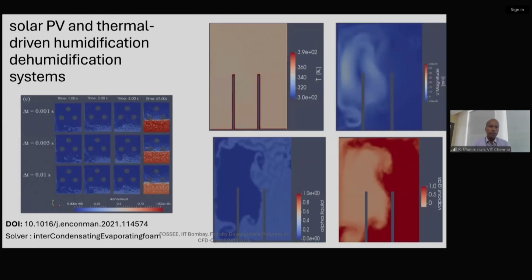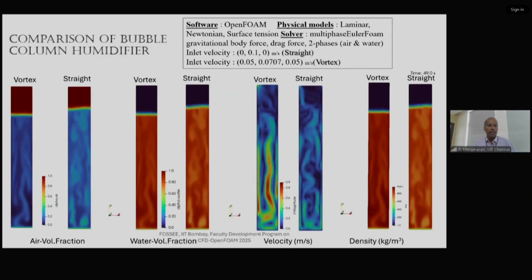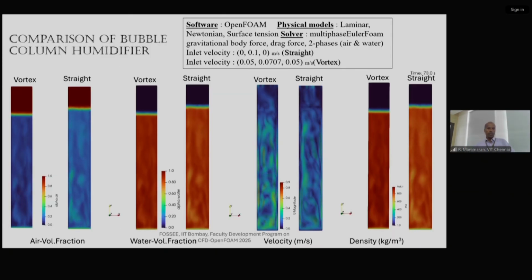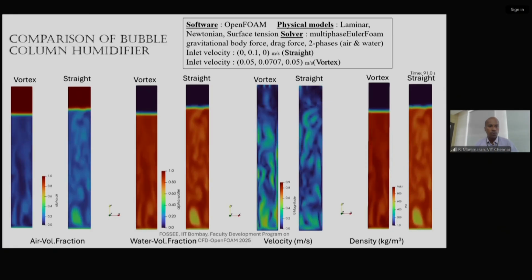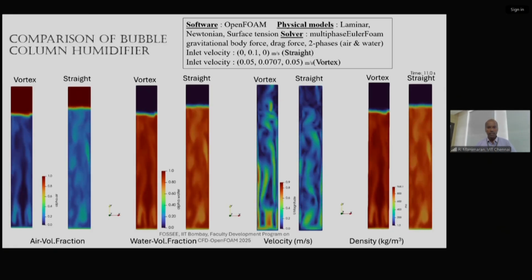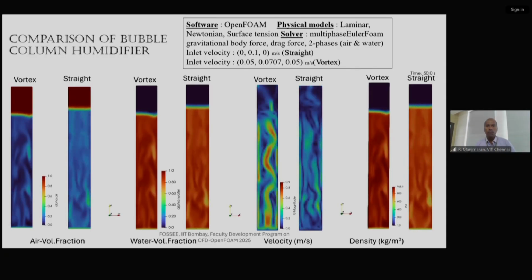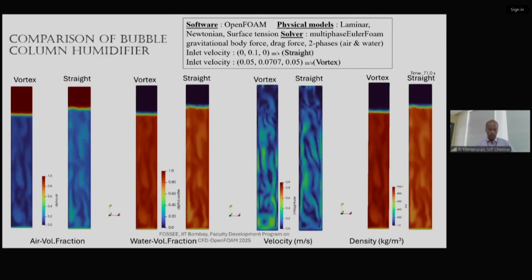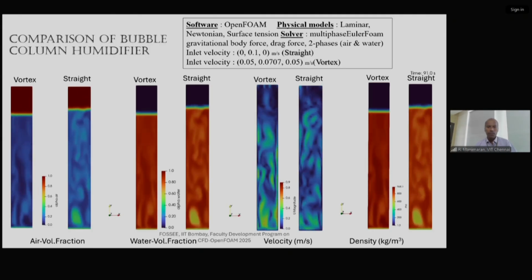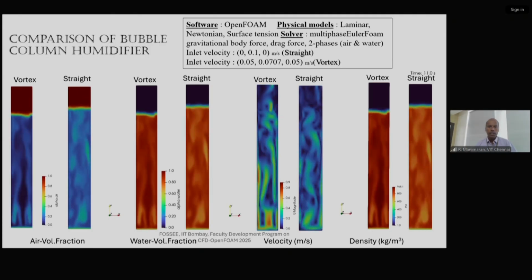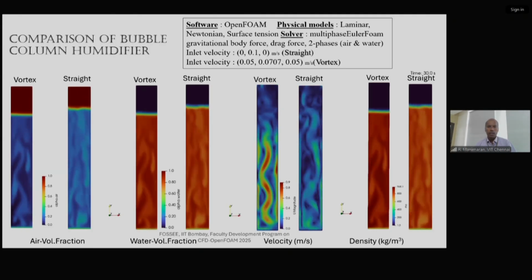So next we have another application using condensing and evaporating flow. The typical bubble column humidifier is on the right side, with the water heated by means of a heating plate. So here again, we have compared the bubble column humidifier between the axial flow and the vortex flow at the bottom. The boundary condition we have changed.